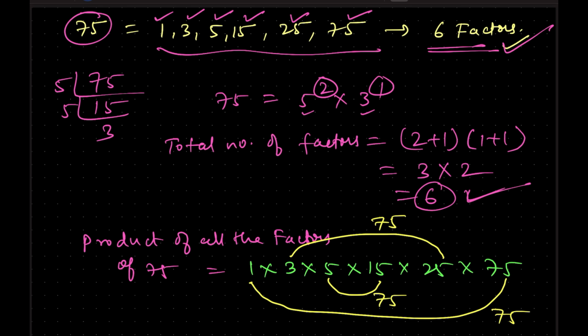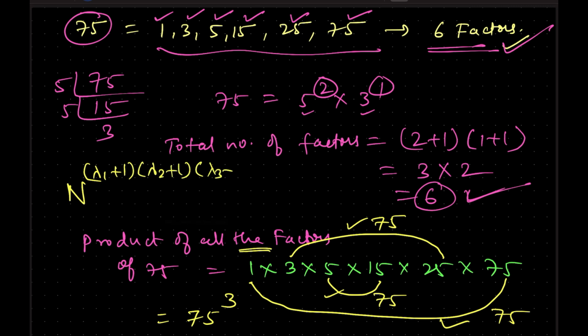So the value will be 75 to the power of the total number of factors divided by 2. We are pairing the factors, and here we have got 3 pairs. So the power 3 is the total number of factors, which you get by this formula, (lambda 1 plus 1)(lambda 2 plus 1)(lambda 3 plus 1), divided by 2, in power form. N is the number itself.